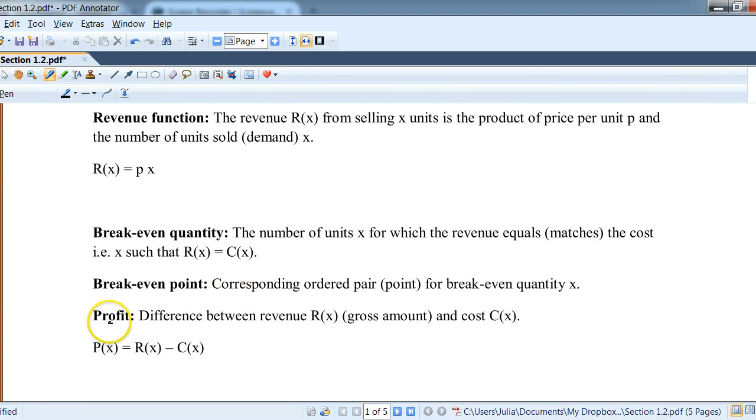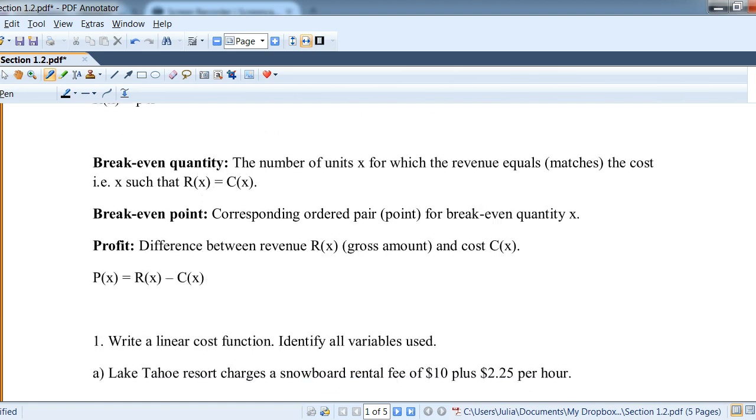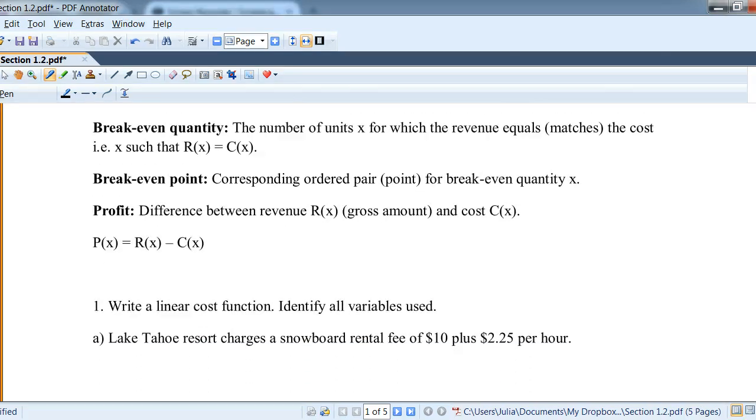So profit, as you may well know, is basically anything left over once you make your revenue, which is the gross amount, minus the cost, and so that would leave you with a net amount, which is the profit. So it's revenue minus cost. So we'll take a look at some of these problems here.